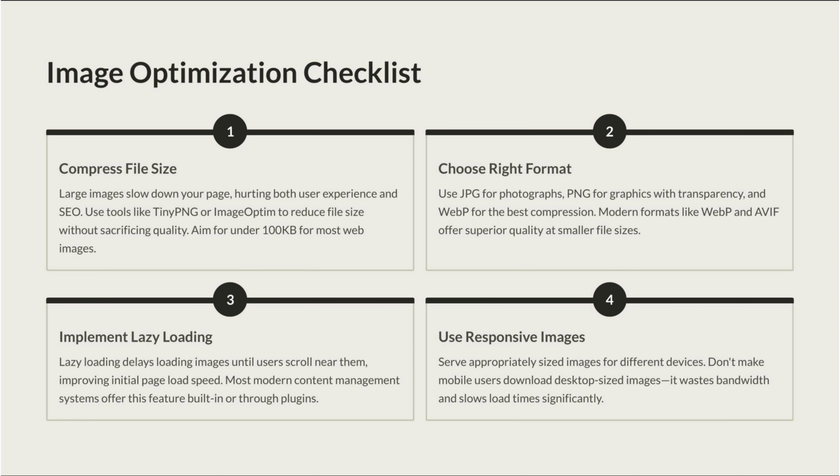Compress images to under 100 kilobytes using tools like TinyPNG. Choose JPEG for photos, PNG for transparent graphics, and WebP for best compression. Implement lazy loading to enhance page speed. Use responsive images to serve the right size for each device, avoiding unnecessary bandwidth use and improving load times.